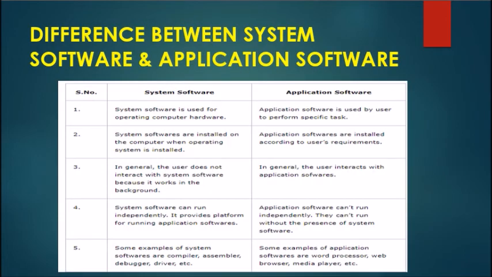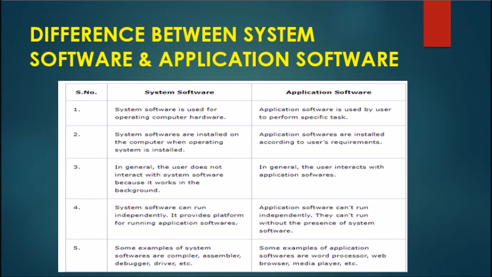Now we have the differences between system software and application software. System software is basically used for operating the computer hardware, and application software is used by the user to perform specific tasks. System software is basically installed on the computer system when the operating system is installed, and the application software is installed according to the user's requirement. The user does not generally interact with the system software directly; it works in the background. But application software is interactive and the user can use it directly and interact with it.